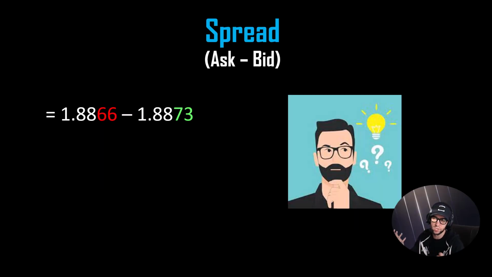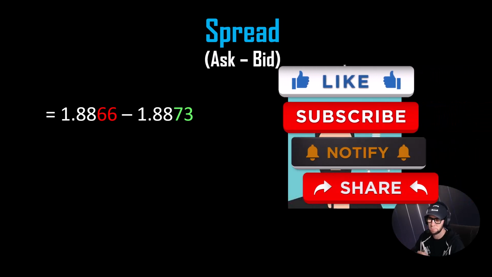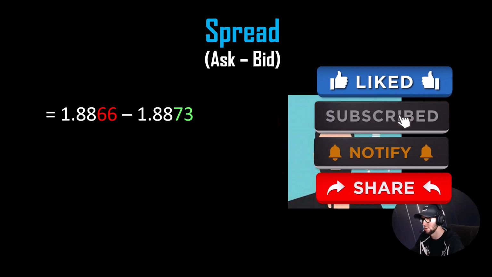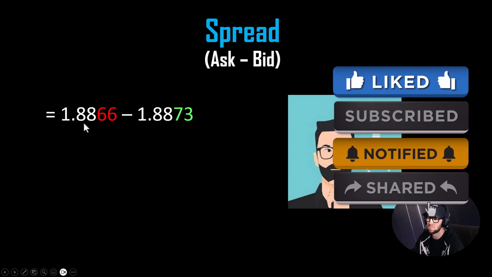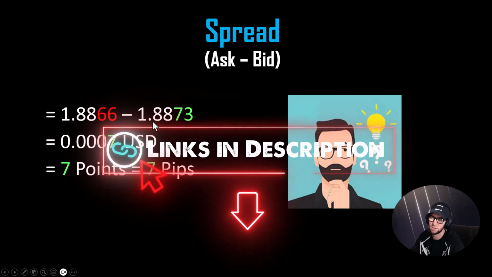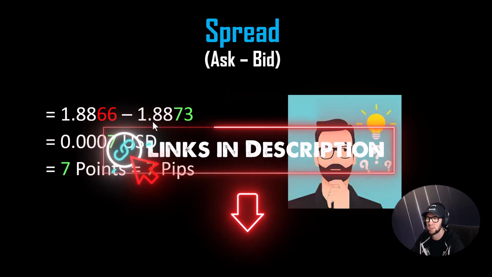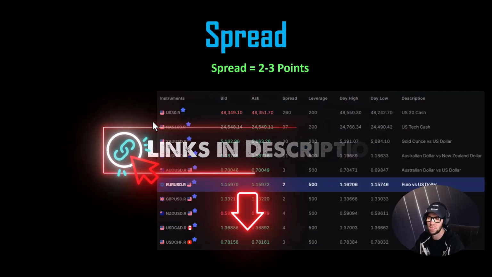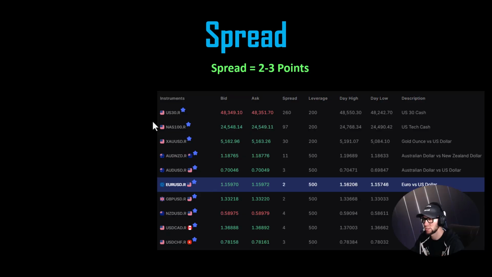Now, for those that don't know what a spread is, it's the difference between the ask and the bid. For example here, say you're trading a pair, and it's 1.8866 versus 1.8873. That's a 7.7 pip spread. Not bad, but we've seen a lot worse. And here's an example of basically how this breaks down.